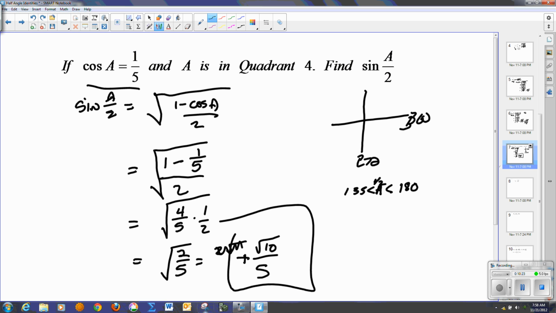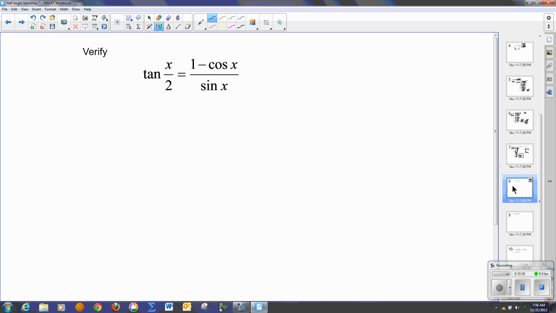Moving forward. An identity. All right, so I would say the tangent of x over 2 is the most complicated. So we know that's the sine of x over 2 over the cosine of x over 2, or as we stated earlier, 1 minus cosine of x over 1 plus cosine of x.